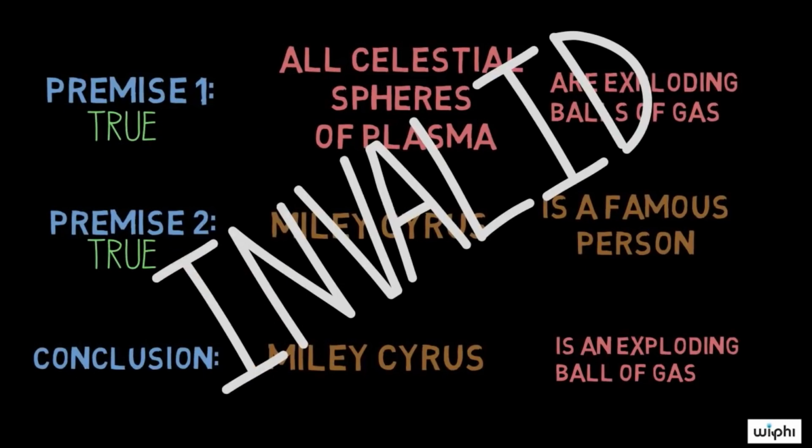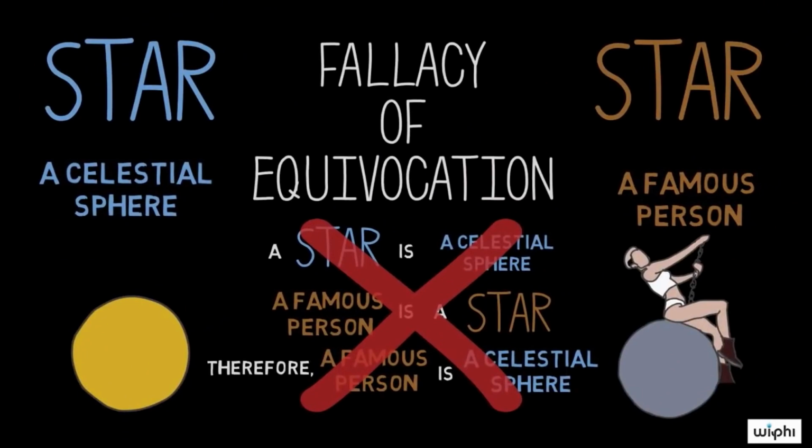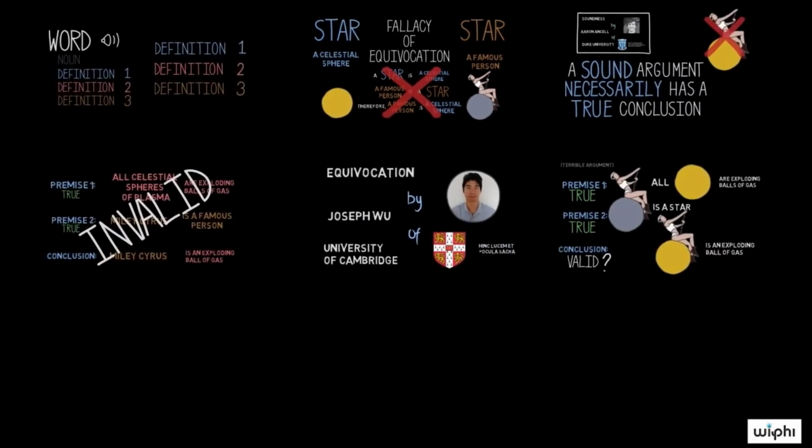This example is surely far-fetched. After all, no one has ever equivocated Miley being a famous person with Miley being an exploding ball of gas. But now that we understand how this fallacy generally works, let's look at two examples that are not so easy to spot.